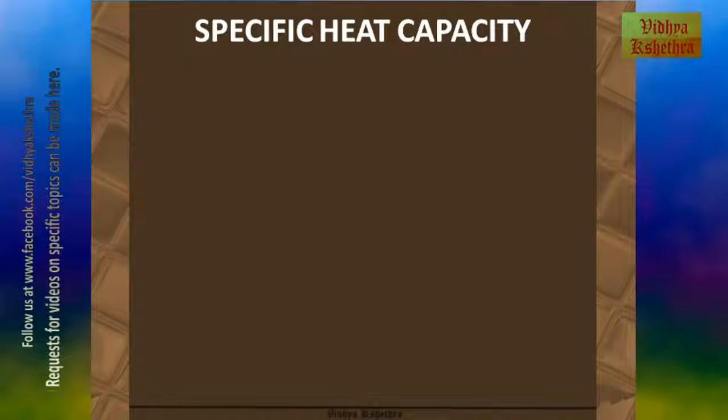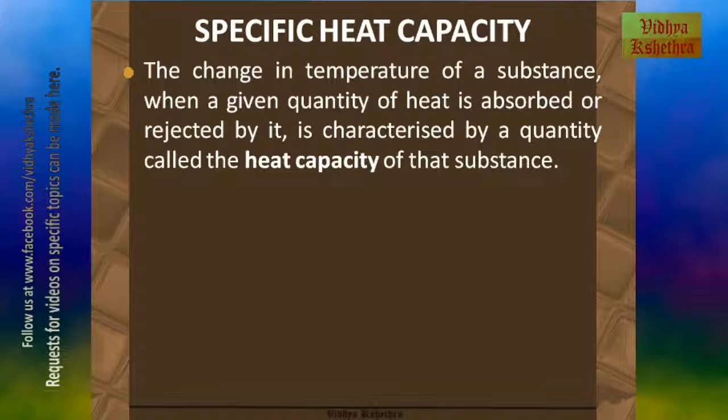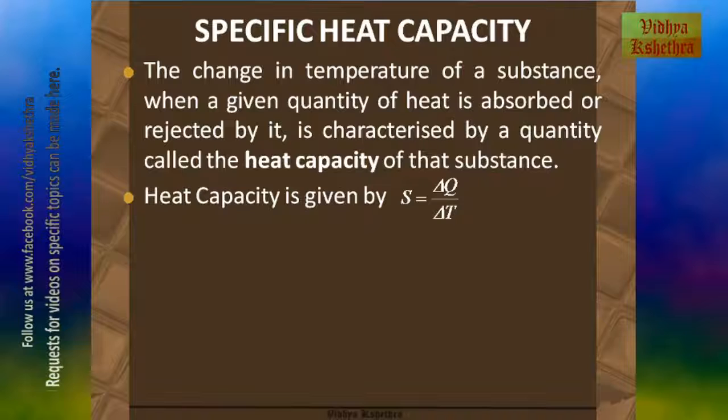So first we shall see specific heat capacity. The change in temperature of a substance when a given quantity of heat is absorbed or rejected by it is characterized by a quantity called the heat capacity of that substance. Heat capacity is given by S is equal to delta Q by delta T, where delta Q is the change in heat energy and delta T is the change in temperature.